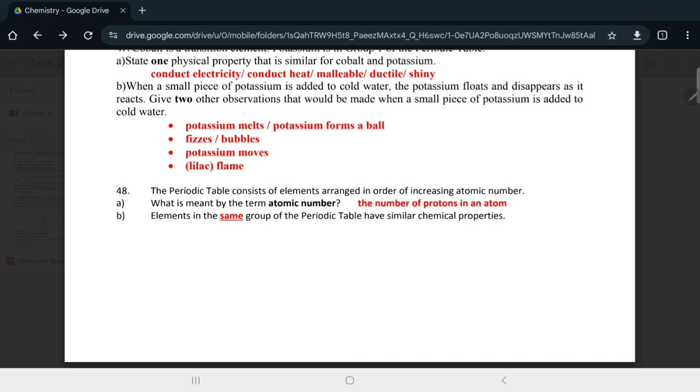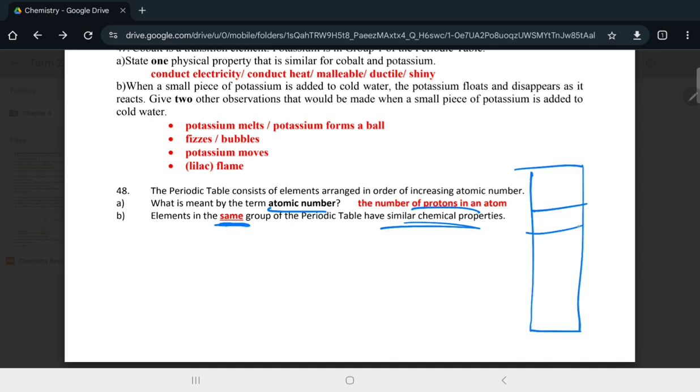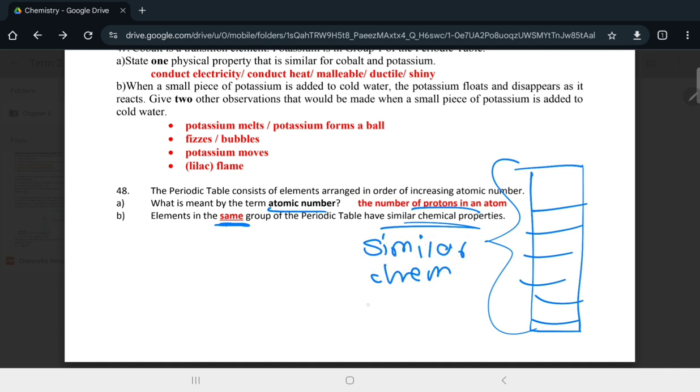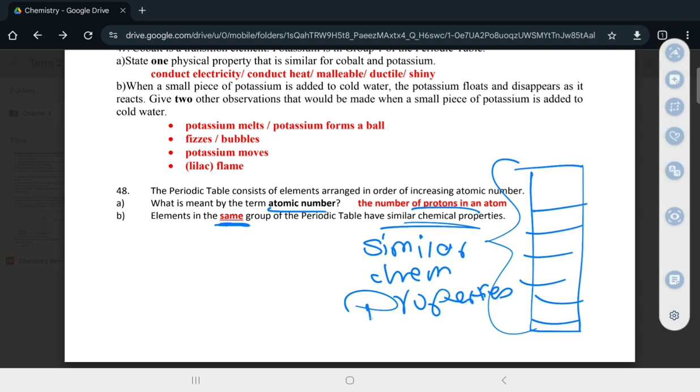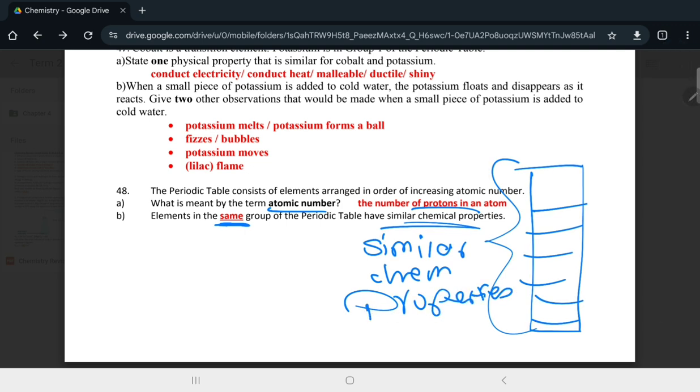What is meant by atomic number? It's the number of protons. Elements in the same group of the periodic table have similar chemical properties. It's used to memorize that in the same group or the same column, these elements right here have similar chemical properties. Okay, memorize it. Similar chemical properties.